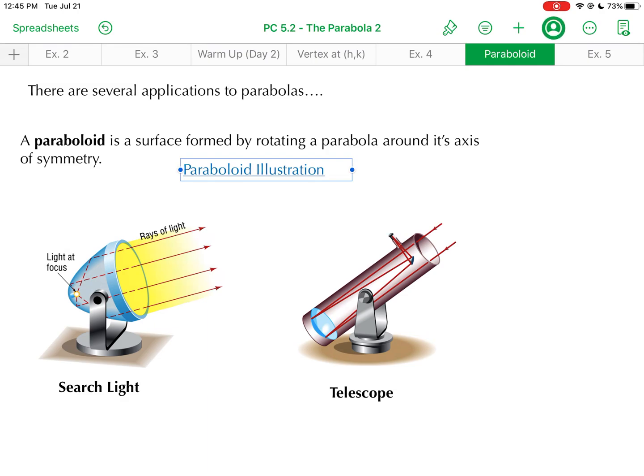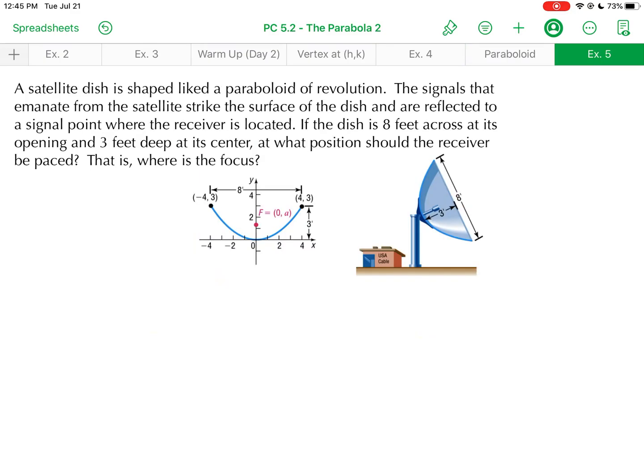And then the example I want to cover is involving a satellite dish. A satellite dish is shaped like a paraboloid of revolution. The signals that emanate from the satellite strike the surface of the dish and are reflected to a single point where the receiver is located. And that would be like the focus associated with the parabola that was used to create the paraboloid of revolution.